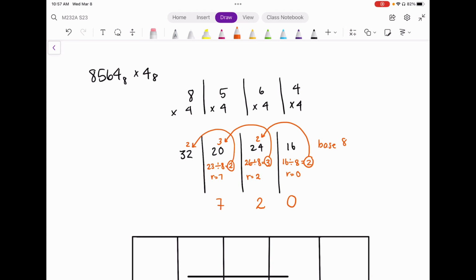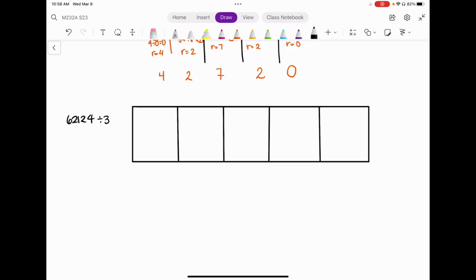34 divided by 8 is 4, which is 32, remainder of 2. So I drop down the 2, I carry over the 4. 4 divided by 8 is 0 with a remainder of 4. So I drop down the 4. So 8564 times 4 in base 8 is 42720.